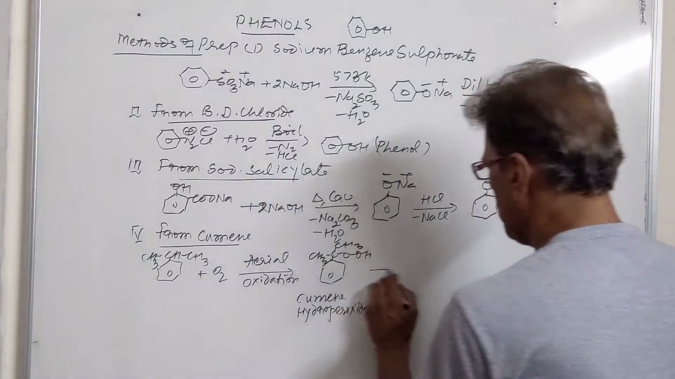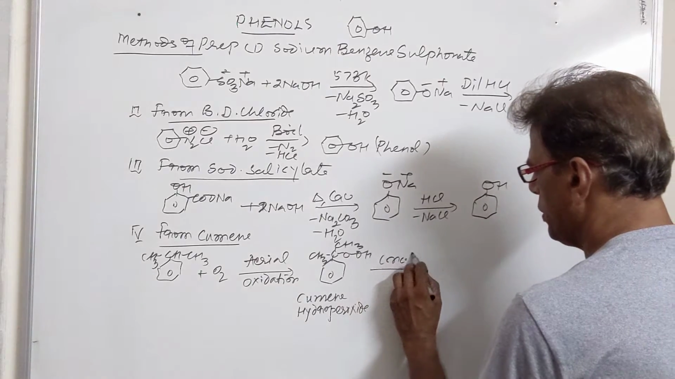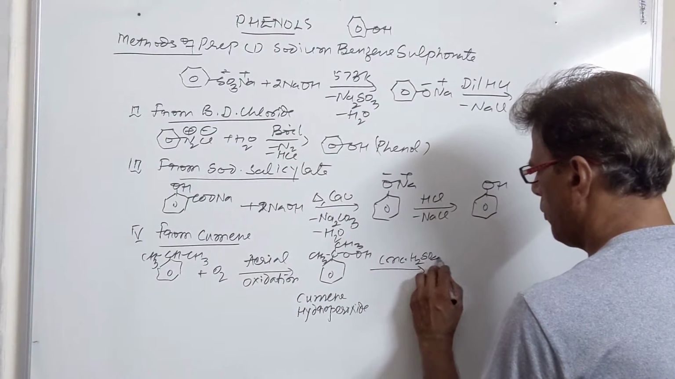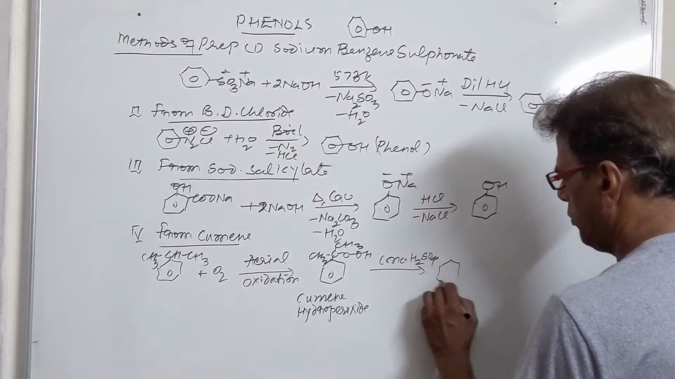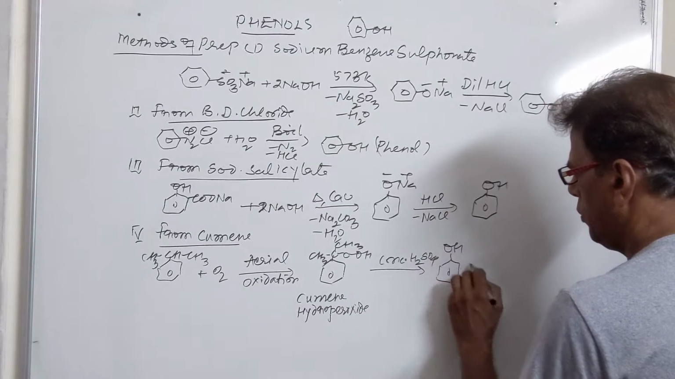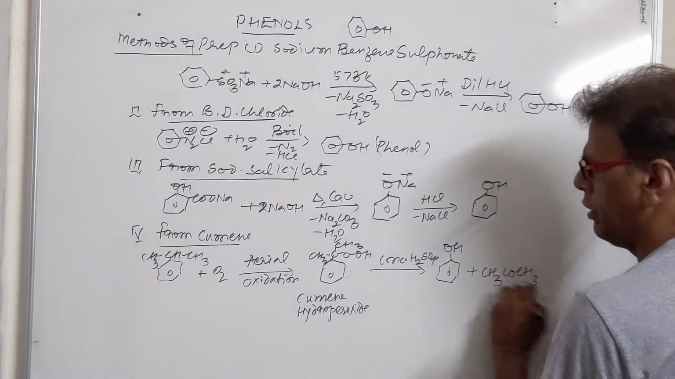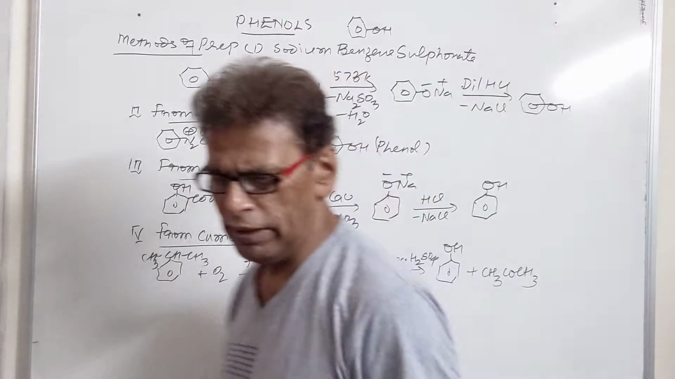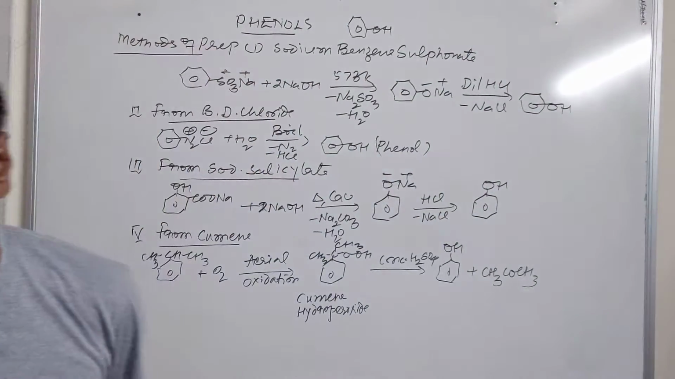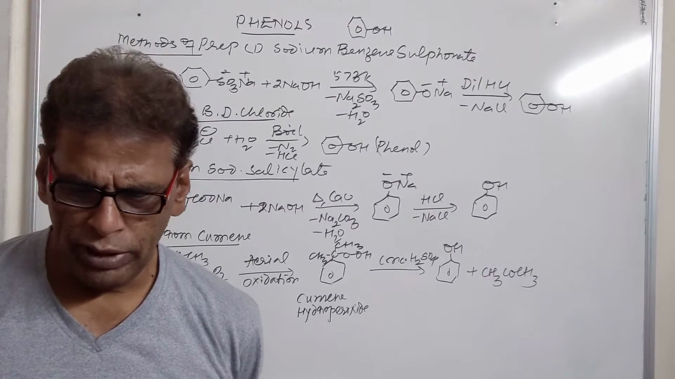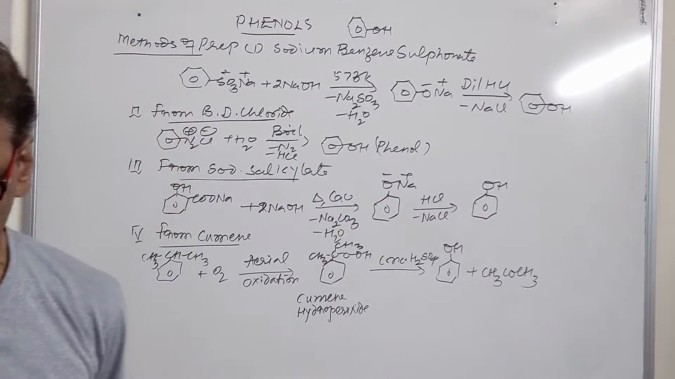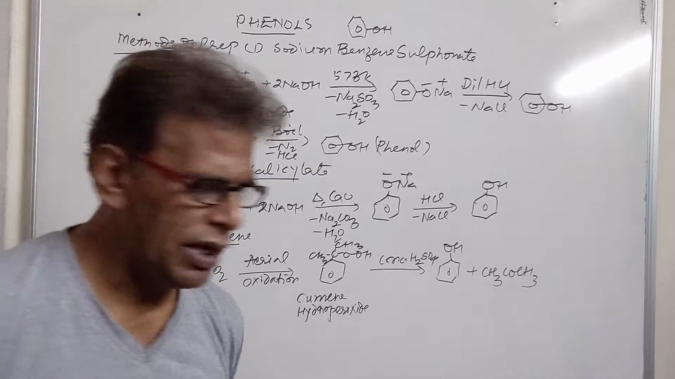It is treated with concentrated sulfuric acid. Then we get phenol plus acetone, CH3COCH3. So this is our fourth method of converting cumene into phenol. Then we have the fifth method, that is from Grignard reagent.